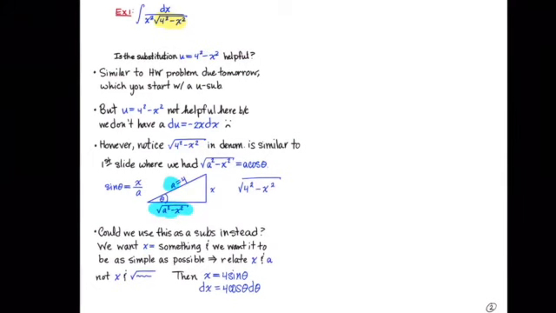So cosine theta is adjacent over hypotenuse. Adjacent is the square root part, the hypotenuse is 4. And if we solve that for the square root part, we get the square root of 4 squared minus x squared is 4 cosine theta.